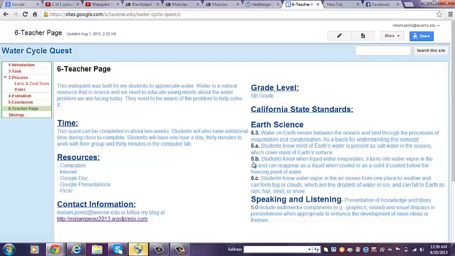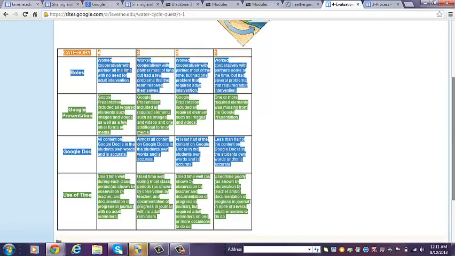And here I listed the California standards. And I also explained under category that they will be graded on the roles, the Google presentation, Google Docs, and their use of time. And what I mean by roles is their participation and how they cooperated with each other in the group.